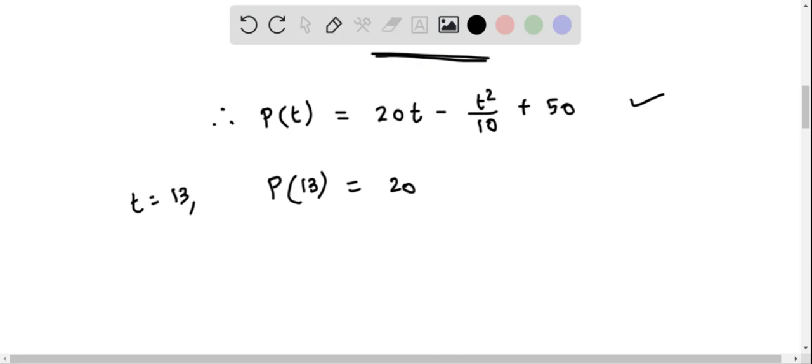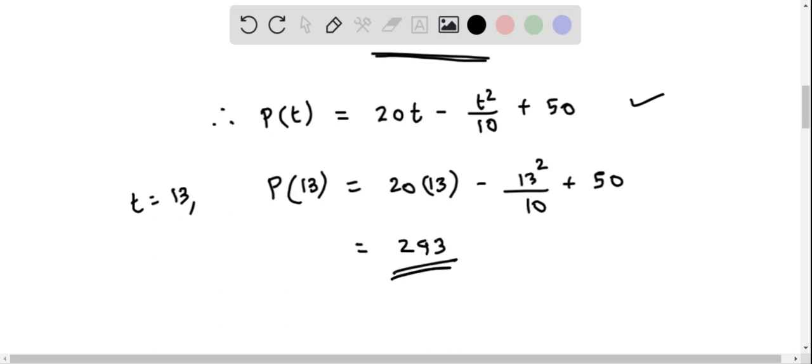So therefore, this becomes 20 times 13 minus 13 squared over 10 plus 50. So we can plug this into the calculator and we get the value as 293. This is rounded to the whole number. So we say that the population of the prairie dogs after 13 months is 293 prairie dogs.